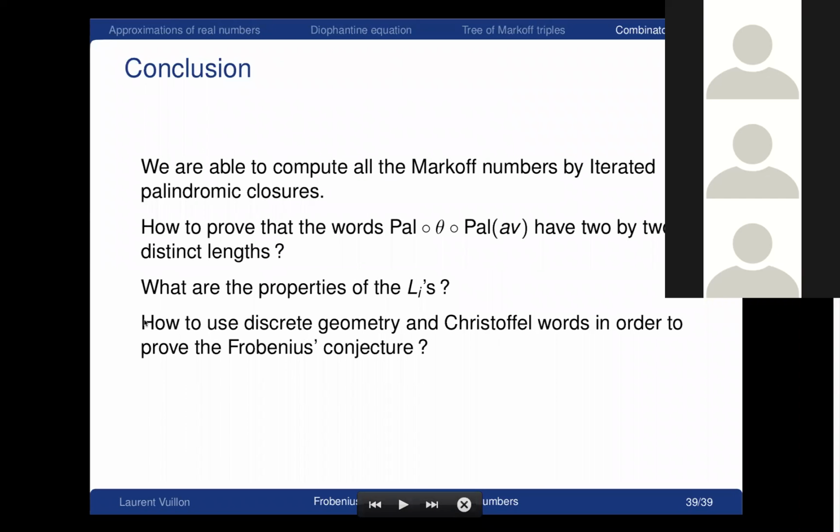So this is a conclusion: how to prove that the words theta pal of AV have two by two distinct lengths? What are the properties of the LEs? Because it's really crucial. If you investigate the growth, the way of adding words and the growth of your function, you can maybe investigate the Markov numbers, and how to use now discrete geometry and Christophe Reutenauer in order to prove the Frobenius conjecture.